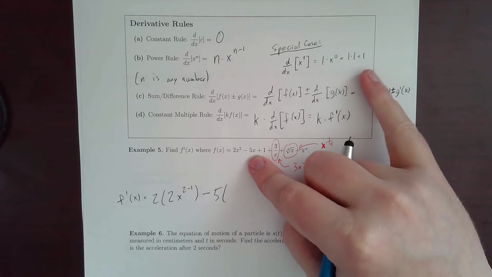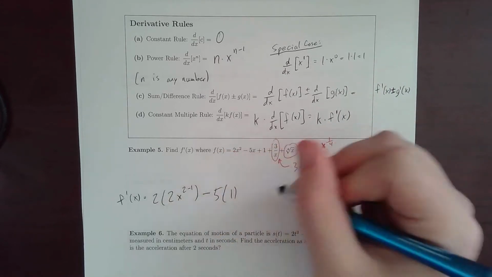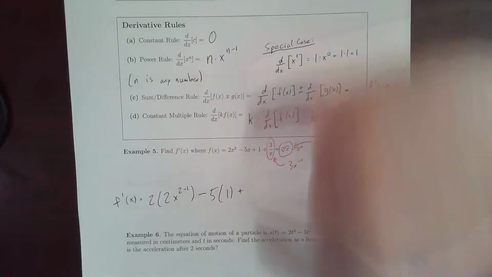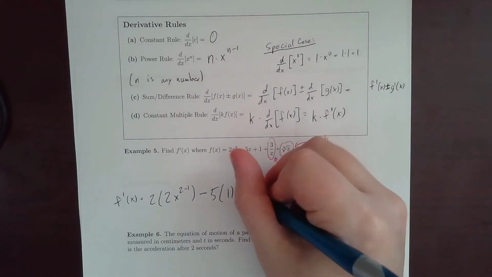And then we'll take the derivative of negative 5x, so it'll be minus 5 times the derivative of x, which we said was 1, plus the derivative of 1. So 1 is a constant. So since 1 is a constant, its derivative is 0.